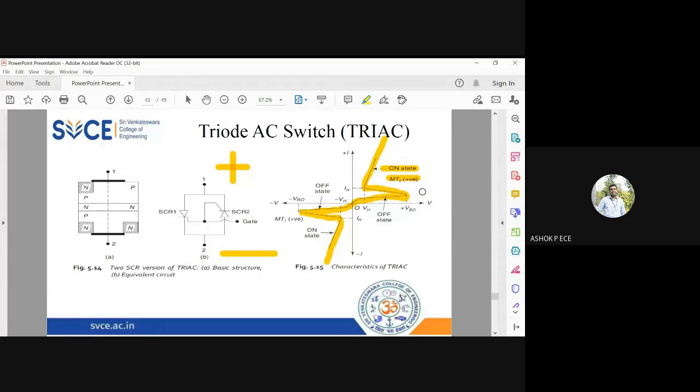So you should not operate the device in the negative resistance region because the device is going to be unstable. Either you have to turn on or turn off your device.